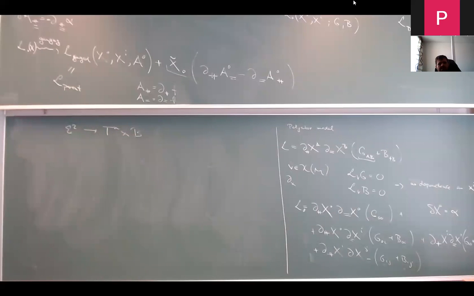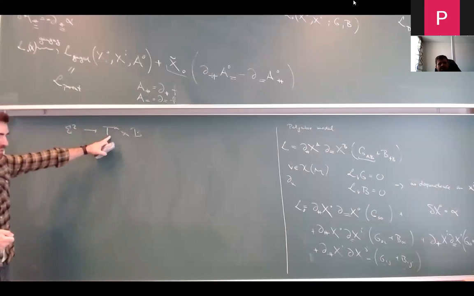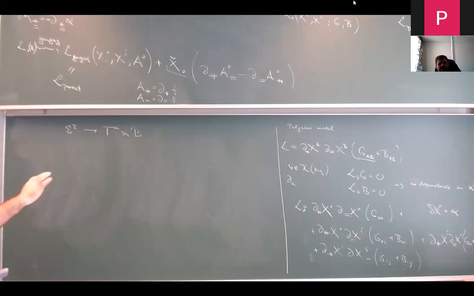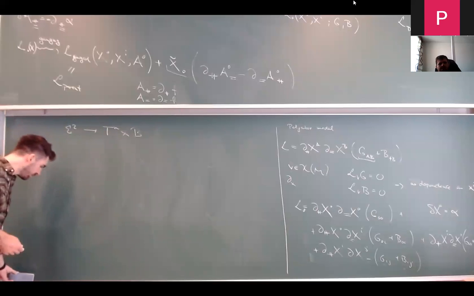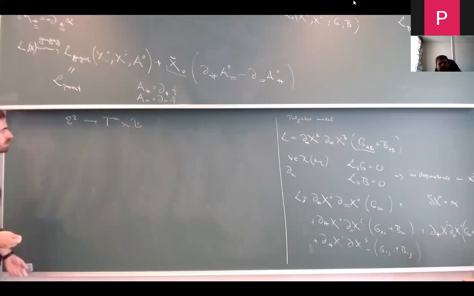Rather than just S1, we can have more S1s here, n of them. And if this is the case, we'll have more isometries along each of the cycles of the torus, and we can align the coordinates with the isometries, and each of them will acquire this extra dual coordinate in the model. So this is just a usual tutorial model with n isometries.